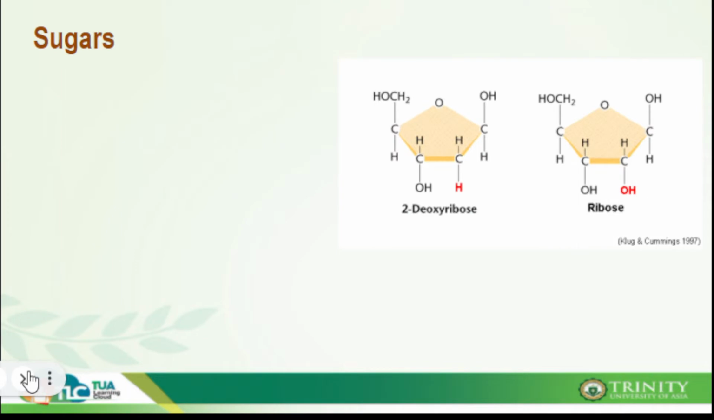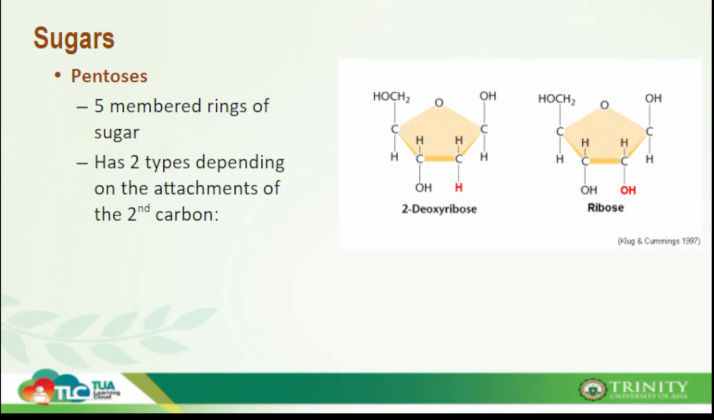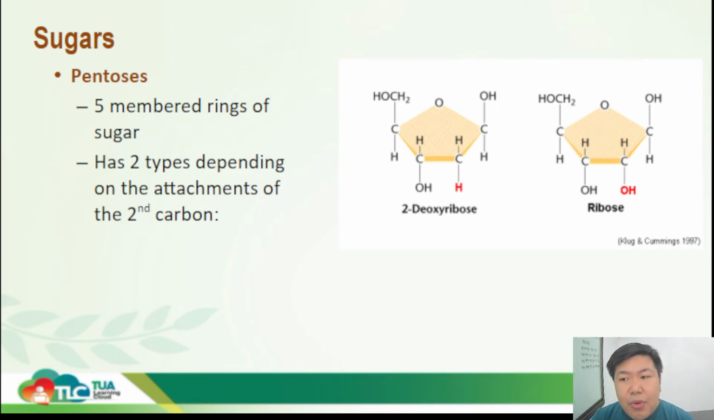Next, we have your sugars. And the sugars that are being used for the nucleic acids fall under the classification of pentoses. Pentoses are 5-membered rings of sugar. So let's count them up. 1, 2, 3, 4, 5. So 5 sides forming your 5-membered ring sugar. There are different sugars used for DNA and RNA. For RNA, we have ribose. And then for DNA, we have your deoxyribose.